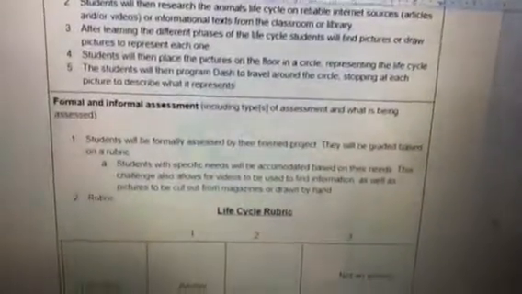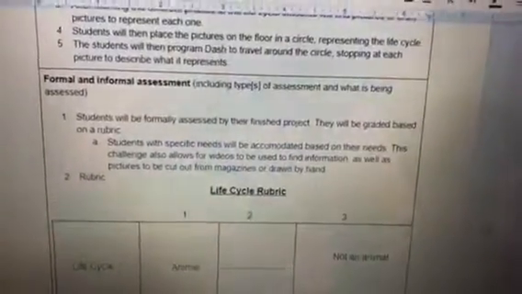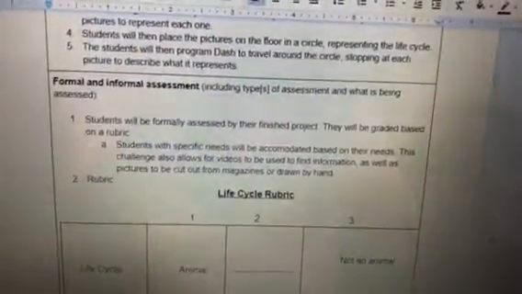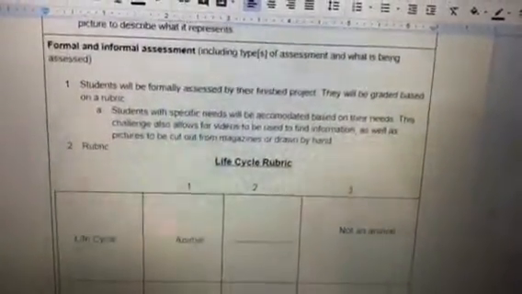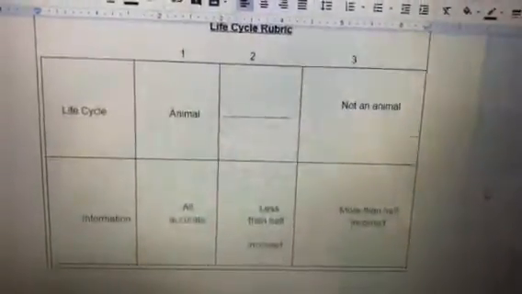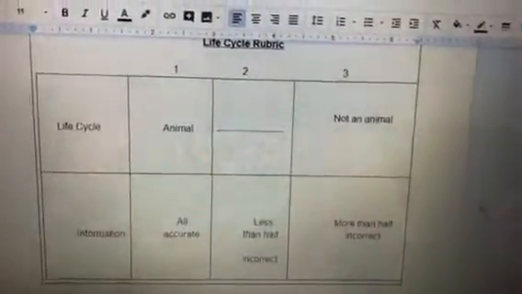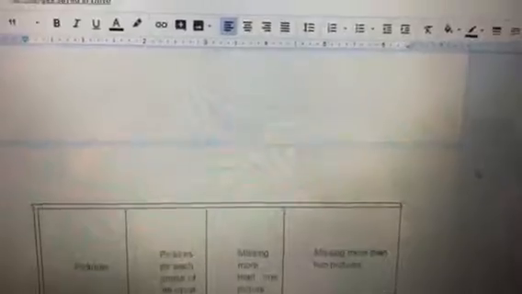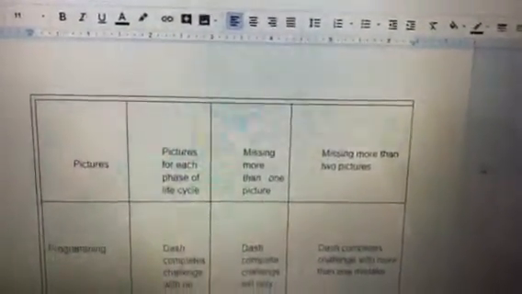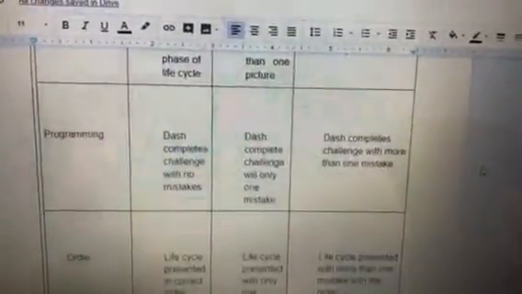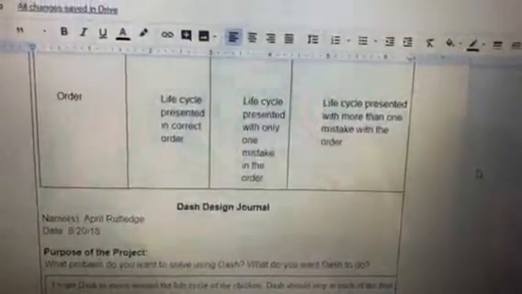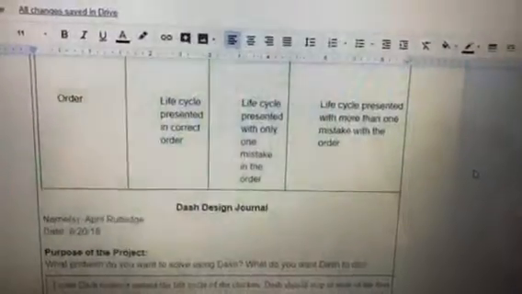And the students will be assessed formally at the end based on Dash's programming, and this is the rubric that they will need to follow: if they chose an animal or not an animal, if the information is accurate, if they included all the pictures that are necessary, if Dash was programmed correctly, and if the order of the life cycle was presented correctly.